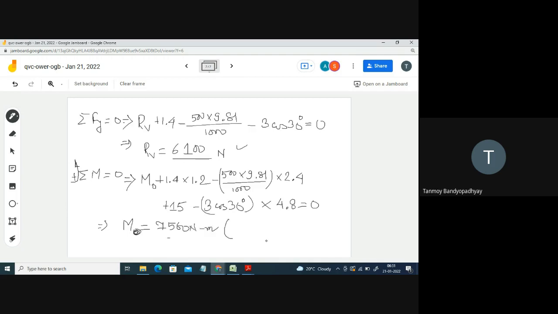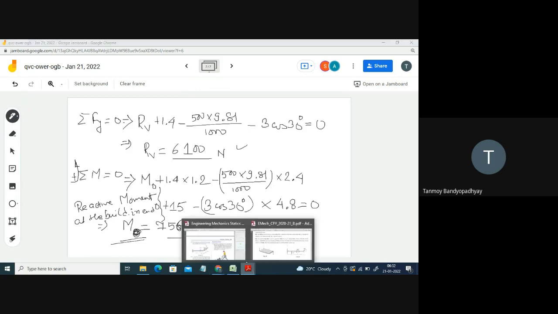So since you are getting it to be positive, whatever convention you have taken, as per that, the reactive moment at point 2, the reaction moment, we call it the reactive moment at the built-in point 2. Built-in means cantilevered actually, built-in beam or built-in end O. So M0 is the reactive moment at the fixed point, the built-in point O. That should come out to be 7560 Newton meter in the counterclockwise direction.